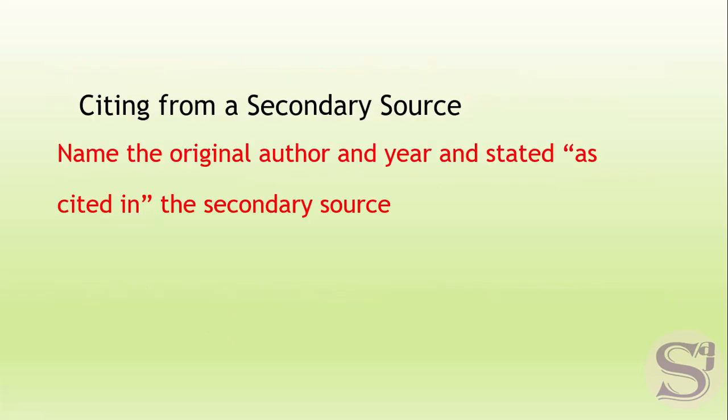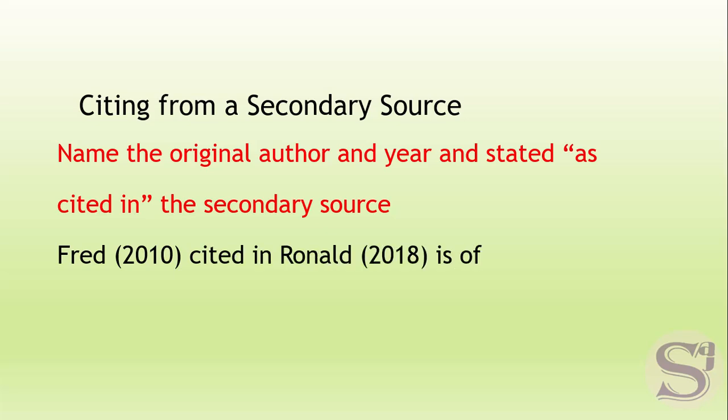Citing from a secondary source. Actually, we need to cite from material that you have read, but as you are reading a material, you find that the author has cited a work that you have not seen. That work becomes a secondary source. So how do we cite it? In order to do that, the original author and the year are stated, then as cited in the secondary source. But let's take an example for more clarification. For instance, we can have Fred 2010 as cited in Ronald 2018.